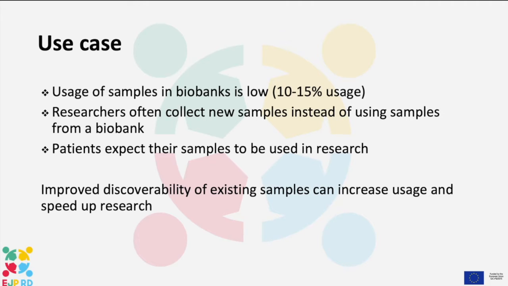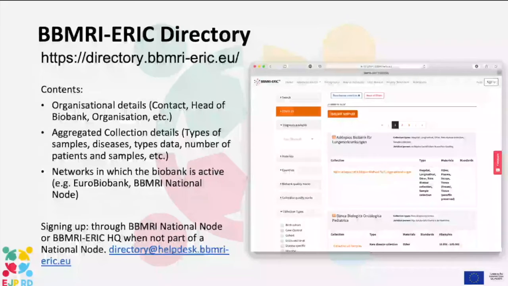So as I mentioned, there are several tools that have been developed for this. The BBMRI-ERIC Directory is a tool that lists biobanks and their collections. So this lists the organizational details and aggregated information about groups of samples.